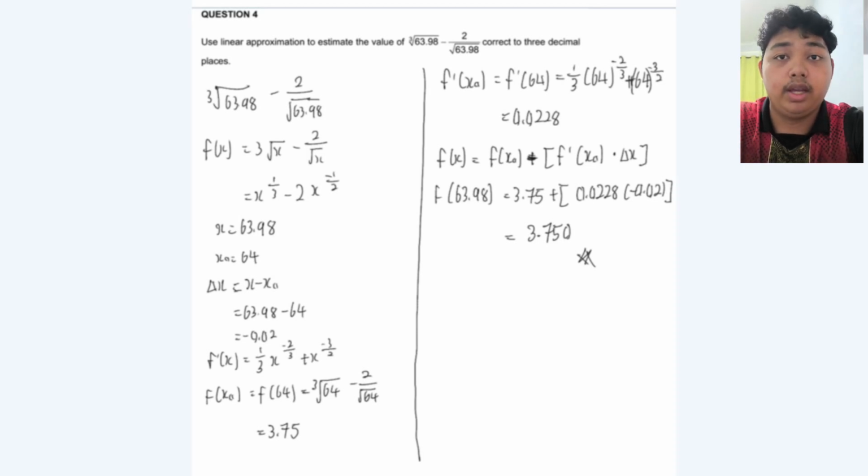Step 6. Use the linear approximation formula. The formula is f of x is approximately equal to f of x0 plus f prime of x0 times delta x. Now substitute the values. f of 63.98 is approximately 3.75 plus 0.0228 times negative 0.02. That gives us around 3.7455. Finally, round the answer to 3 decimal places, 3.750. And that is the estimated value using linear approximation.